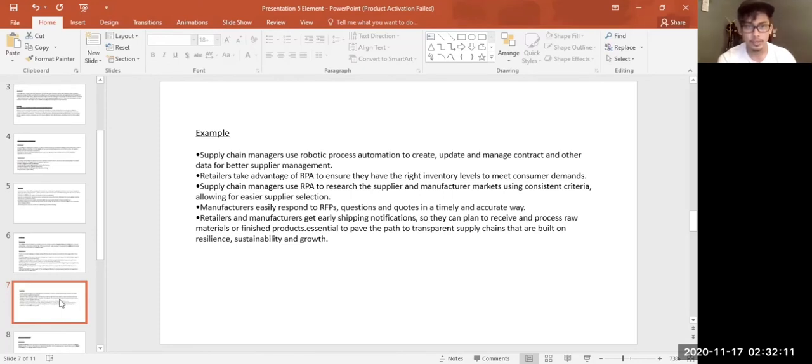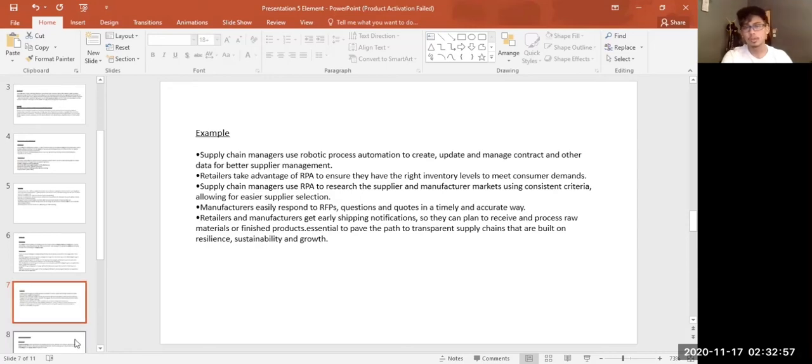Number two, retailers take advantage of RPA to ensure they have the right inventory levels to meet consumer demands. Number three, supply chain managers use RPA to research the supplier and manufacturer market using consistent criteria, allowing for easier supplier selection. Number four, manufacturers easily respond to RFP questions and quotes in a timely and accurate way. Number five, retailers and manufacturers get advance shipping notifications so they can receive and process raw materials for finished product. Essential to have a transparent supply chain to rebuild for resilience, sustainability and growth.